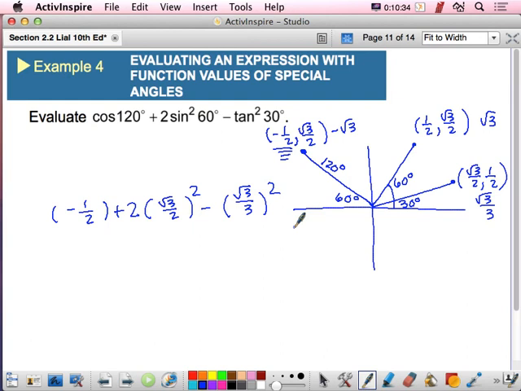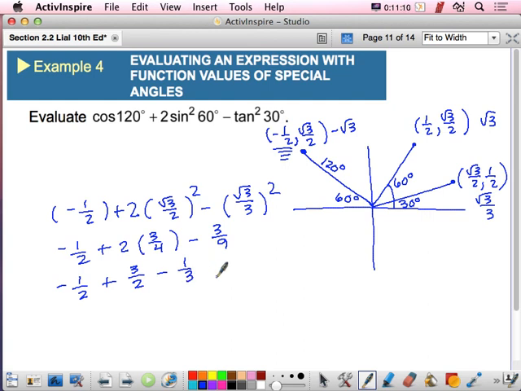Now you just clean them up and perform the order of operations. This is negative 1/2 plus 2 times... If I square that, I get 3/4. Square root of 3 squared is 3, 2 squared is 4. Minus this guy: if I square the top, I get 3, and if I square the bottom, I get 9. Okay, so let's clean it up a little more. That's negative 1/2 plus 3/2, if I multiply 2 times 3/4, minus 1/3.